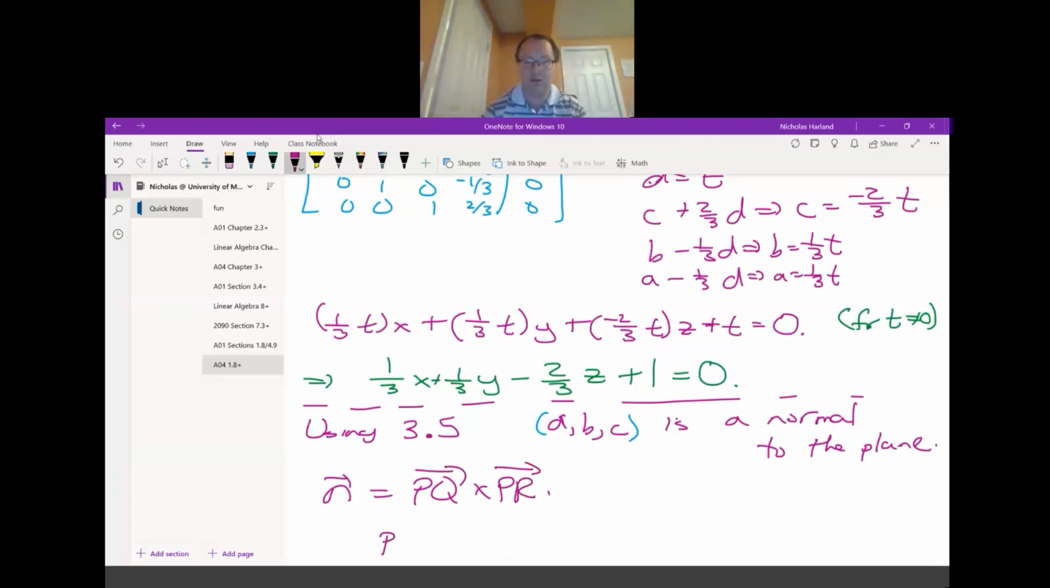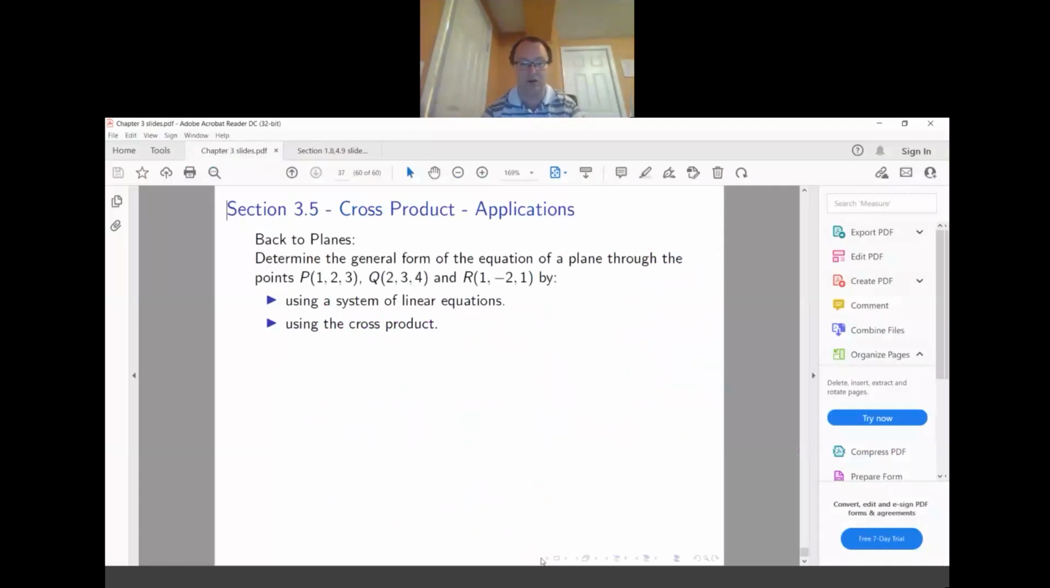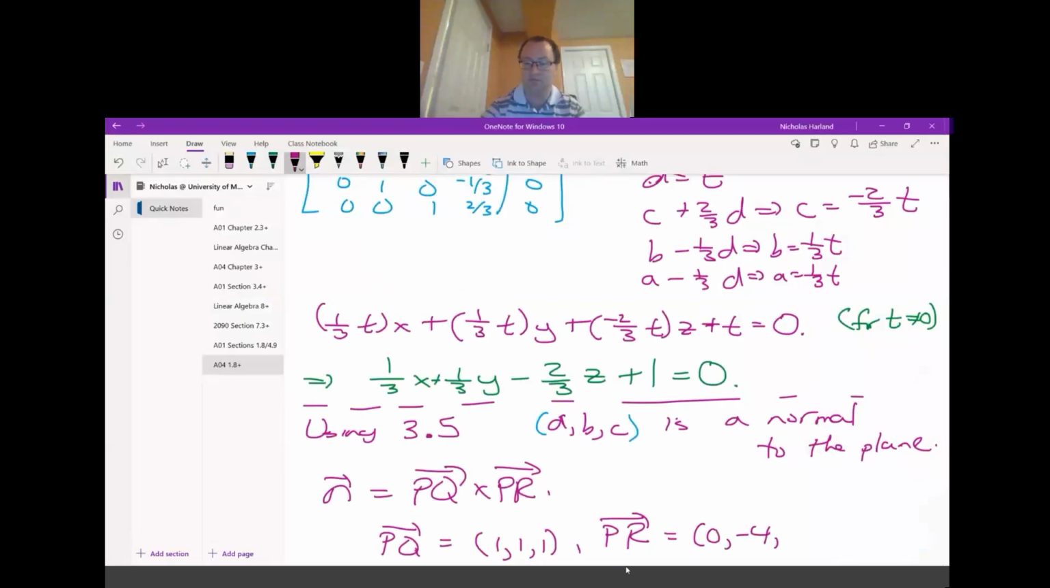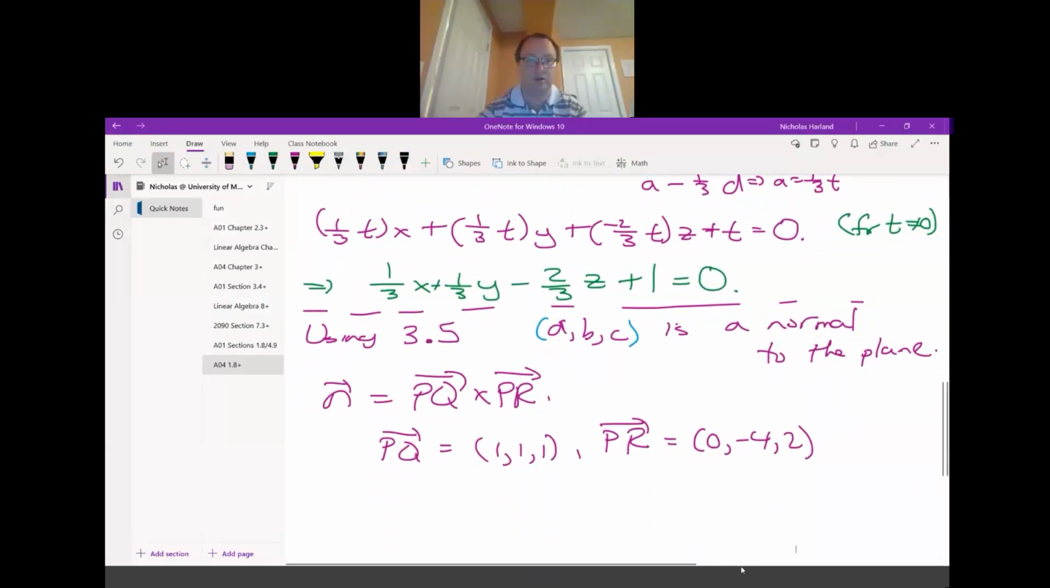So PQ, again, same points. We're not changing the points. PQ is going to be 1, 1, 1. We've seen how to find PQ and PR quite a bit. PR would be 0, -4, -2. And so N would be the cross product. In other words, i, j, k; 1, 1, 1; 0, -4, -2.